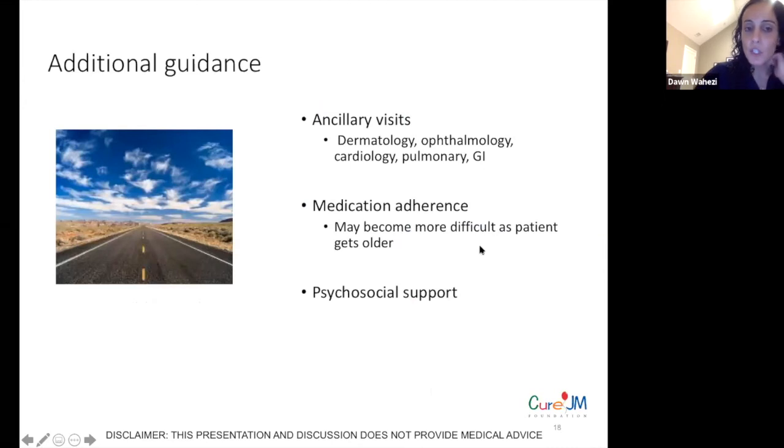In terms of additional guidance, your child may have other appointments with other specialties, so just be mindful of that. Medication adherence is an important thing that we talk a lot about and may become more difficult as the kids get older. So just keep an eye on that, as it does get difficult to have a chronic illness, and always have the psychosocial support there.